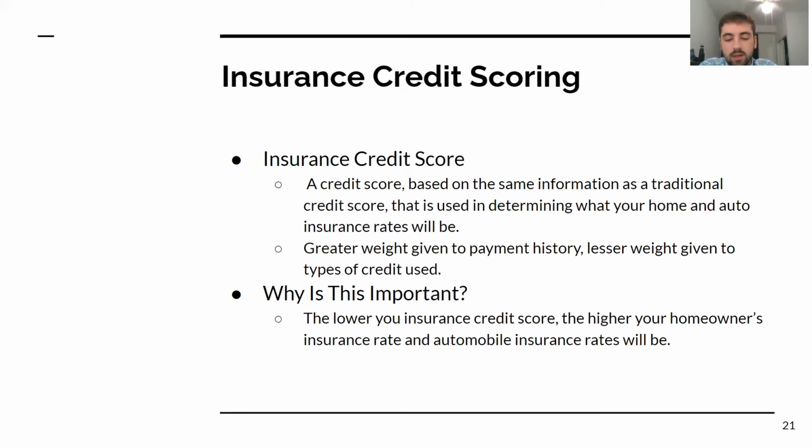So as your insurance credit score goes down, the higher your homeowners and automobile insurance rates will be, and vice versa. The insurance credit score is basically the same as a traditional one, except there's greater weight given to payment history and less weight given to the types of credit that you've used in the past.